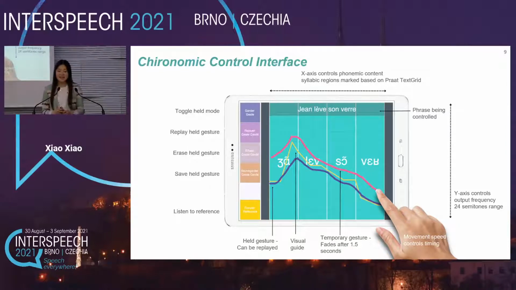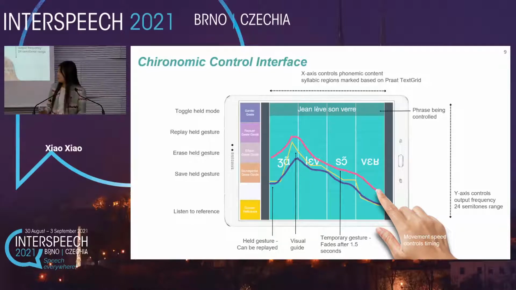reference, and then in the control region, there's the y-axis, which controls the output frequency, the x-axis, which controls the phonemic content, and this is based on some syllabic labeling from a Praat TextGrid, and the movement speed is what controls the timing of the utterance.